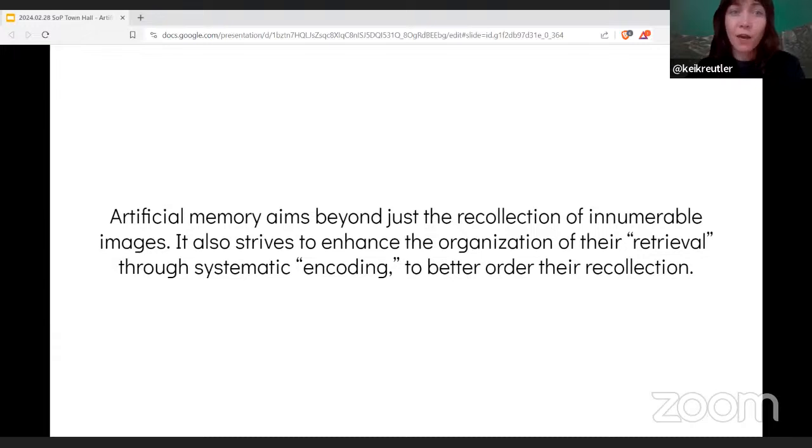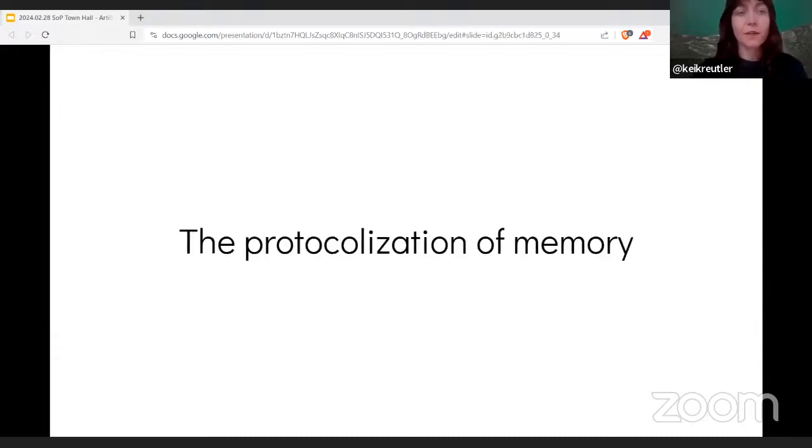And it aims beyond just the recollection of innumerable images, like Agrippa mentioned. It also strives to enhance the organization of their retrieval through systematic encoding. And this is key to basically better order their recollection. But how did this protocolization of memory start?